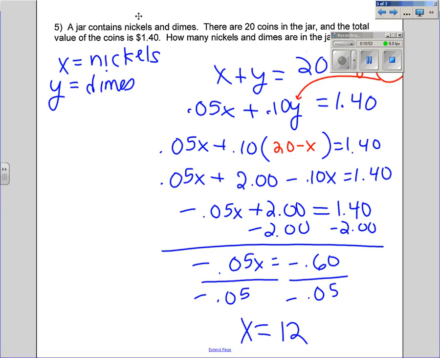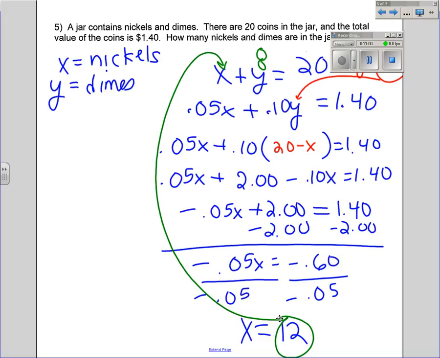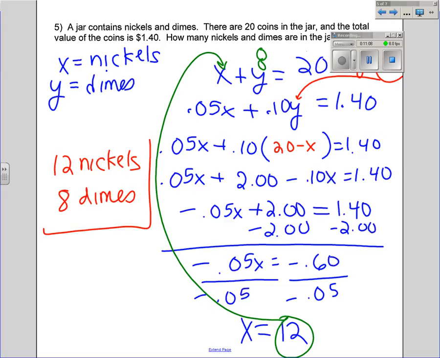So if I've got 12 nickels, boom, how many dimes do you have? And dimes better be 8. So we have a final answer: 12 nickels, 8 dimes. Should make sense because that's a total of 20 coins.